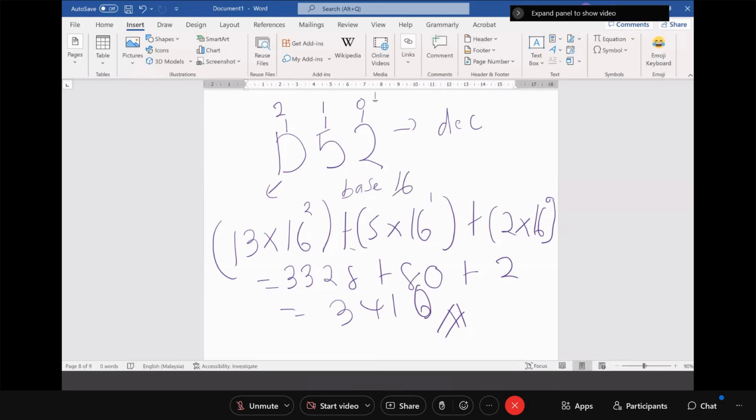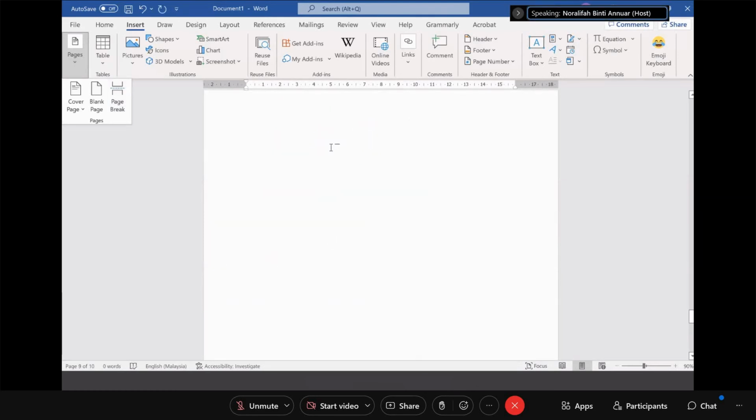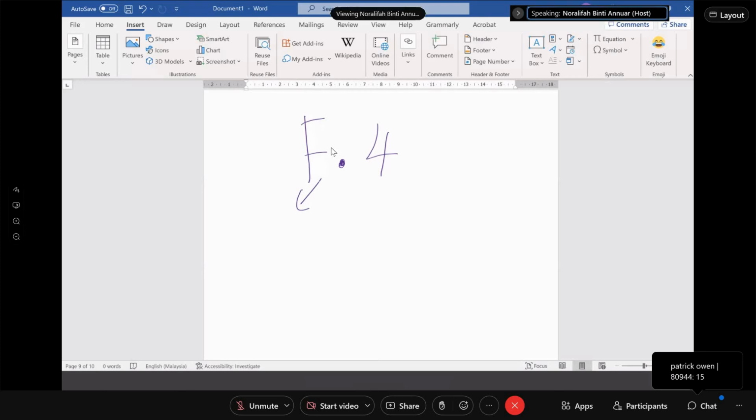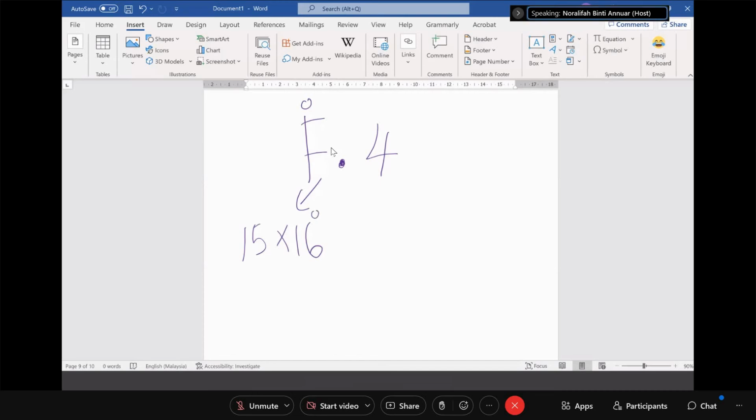Sekarang kita buat hexadecimal yang ada fraction. Ini simple because ada fraction. Mana kita nak tukar kepada decimal? Yang ini senang. Before the fraction, yang dotted ni senang. So F, what is the value of F tadi? Berapa F? 15. Thank you Farisol. Kalau dah hafal senang lah. So 15 times 16 to the power of 0. Anything to the power of 0 will give you the value of 1. So you get 15 lah.